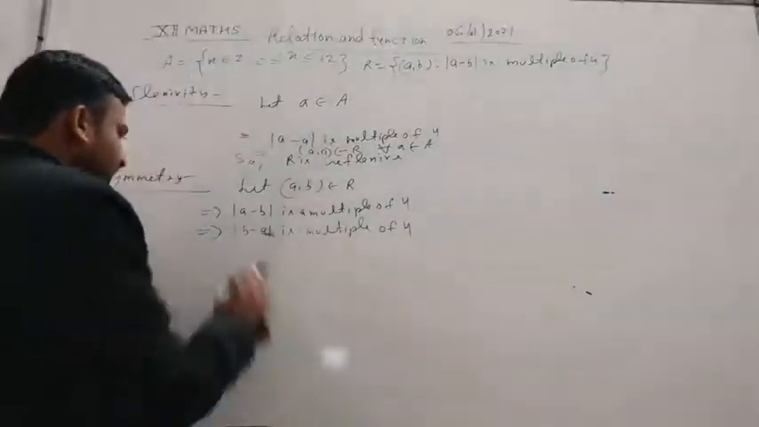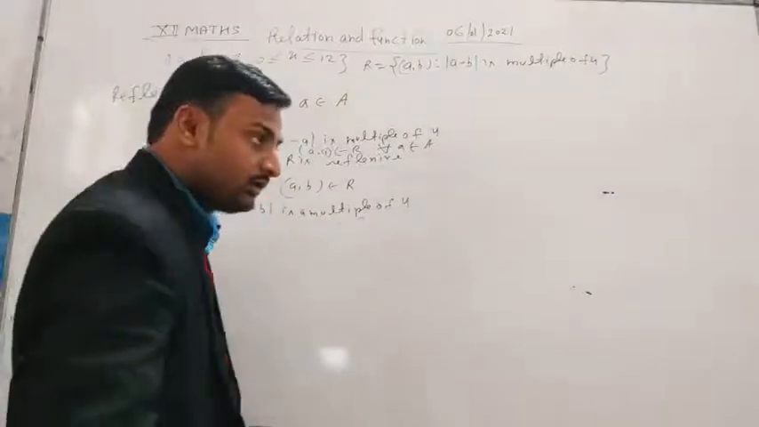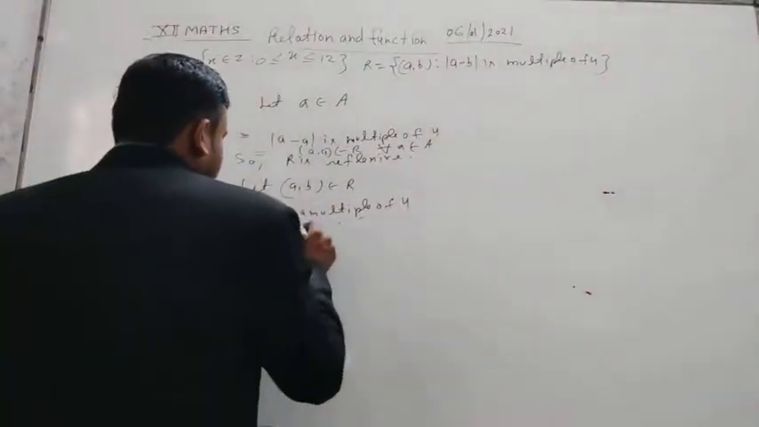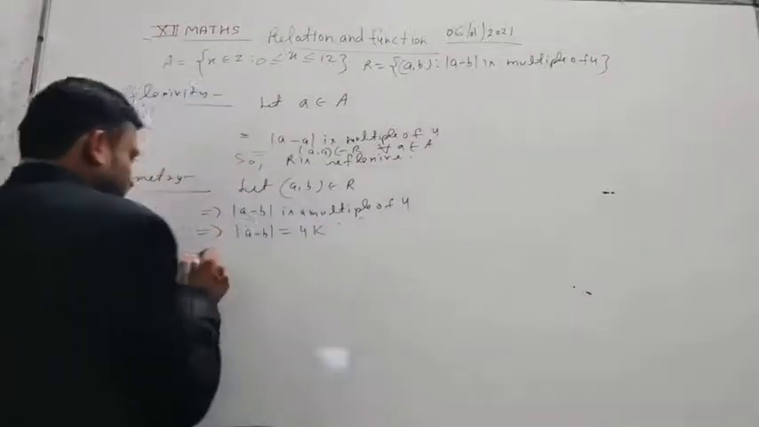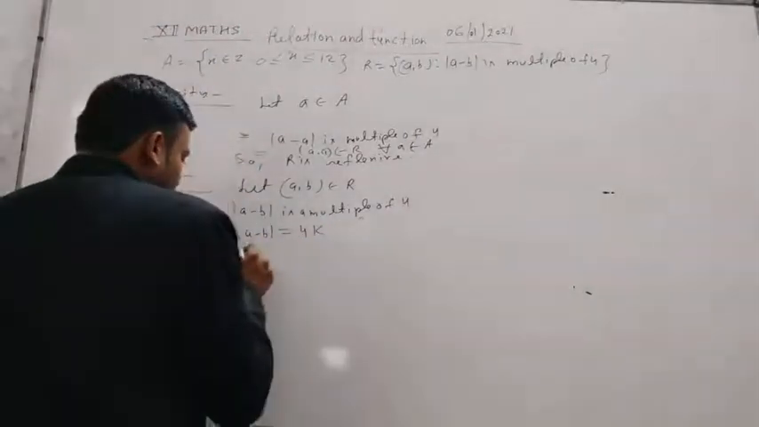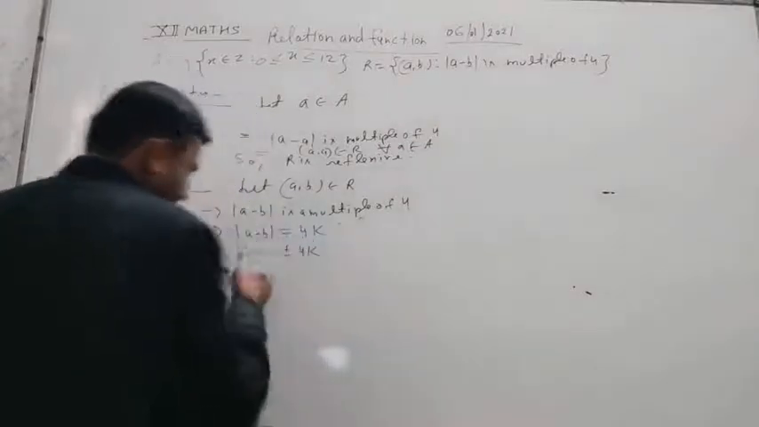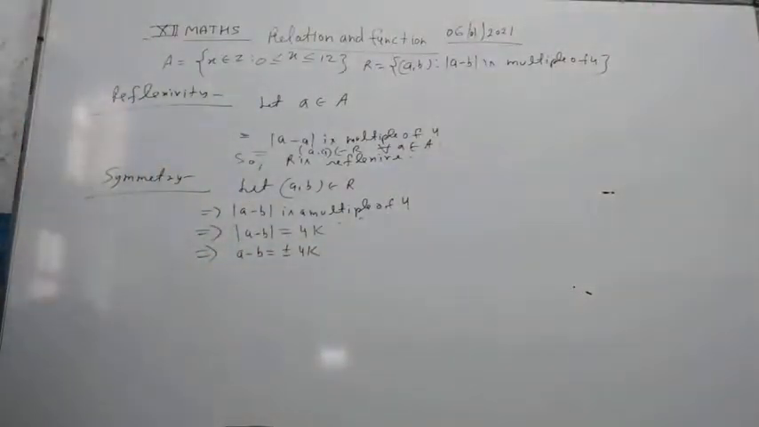So we can write this in this way also: A minus B is a multiple of 4, and this A minus B is plus minus 4k. Like this also, student.